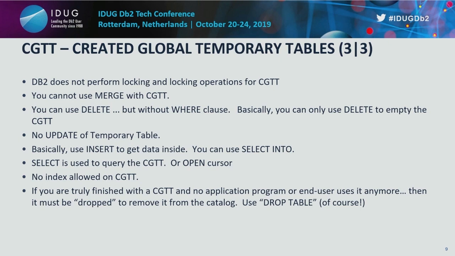Select is used to query the CGT, or you open a cursor. There are no indexes allowed. And if you are truly finished with your CGT and no application programmer or end user uses it anymore, then it must be dropped to remove it from the catalog. So you use drop table, of course. It doesn't matter that it's a CGT as opposed to a regular table. Okay, so that's enough of the details about created temporary tables.